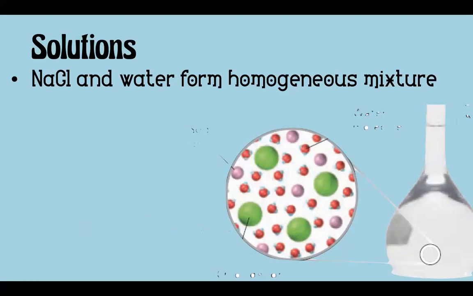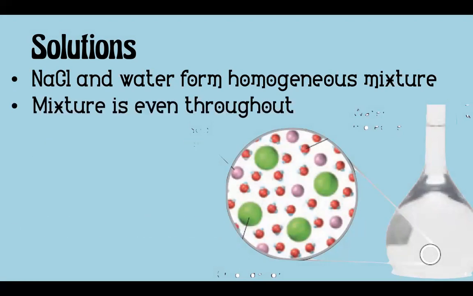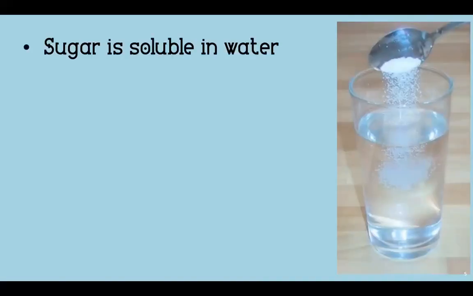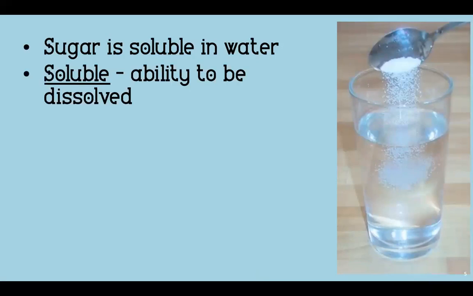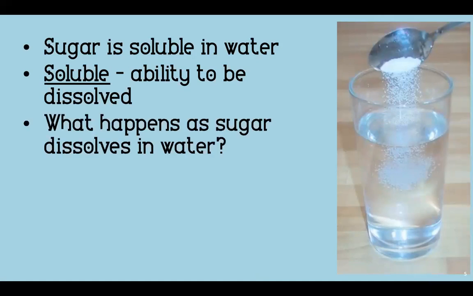On the other hand, if you take sodium chloride and water, they form a solution or a homogeneous mixture. So if you take samples from different parts of the mixture, you will get the same proportion of the component parts. Sugar is another example. Sugar is soluble in water. The word soluble means it has the ability to be dissolved.